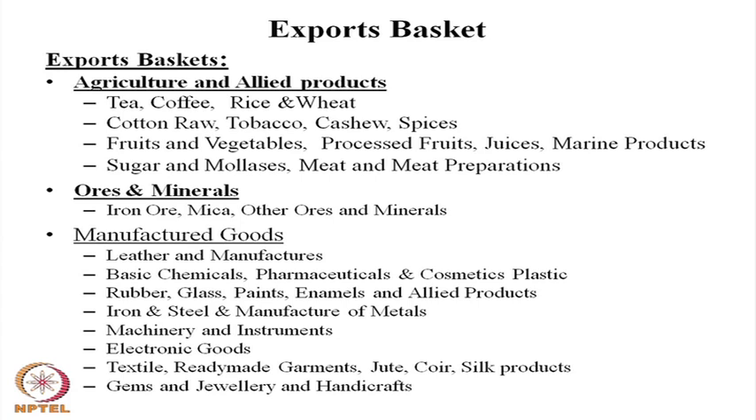However, in recent years after economic liberalization, the Indian economy started to become a manufacturing base, and because of this some manufacturing items have developed in the Indian export basket. The manufacturing goods are primarily leather manufactures, basic chemicals, pharmaceutical products, cosmetic products, rubbers, glasses, paints, enamels and allied products, iron and steel, manufactures of metals, then machineries and instruments, electronic goods, textiles, ready-made garments, jute, coir, silk products, gems, jewelry and handicraft products. These are some of the items within manufacturing goods and services in Indian exports.